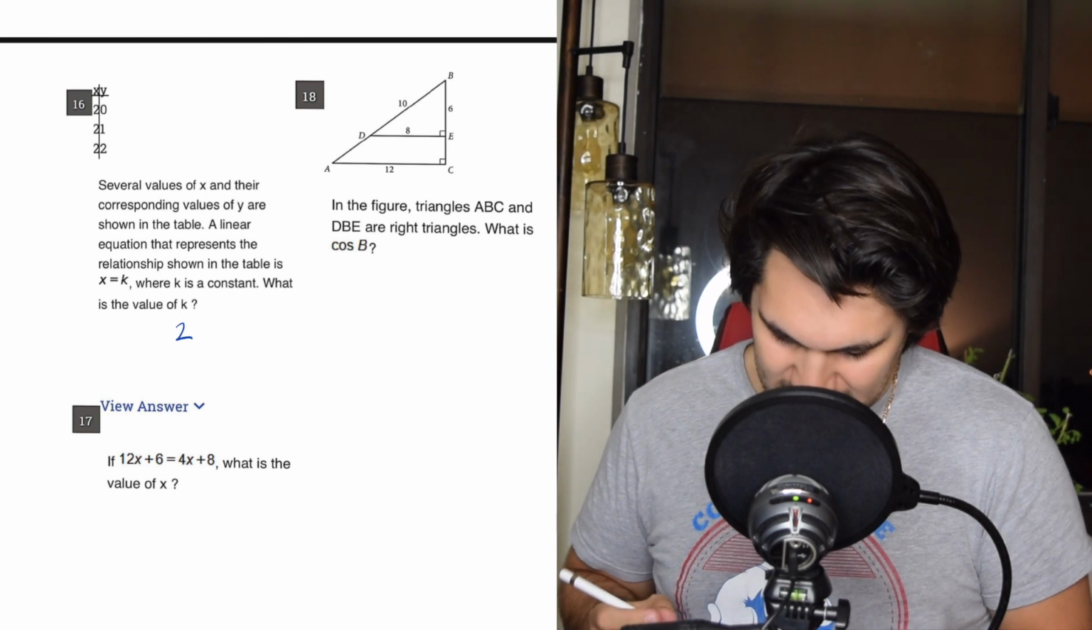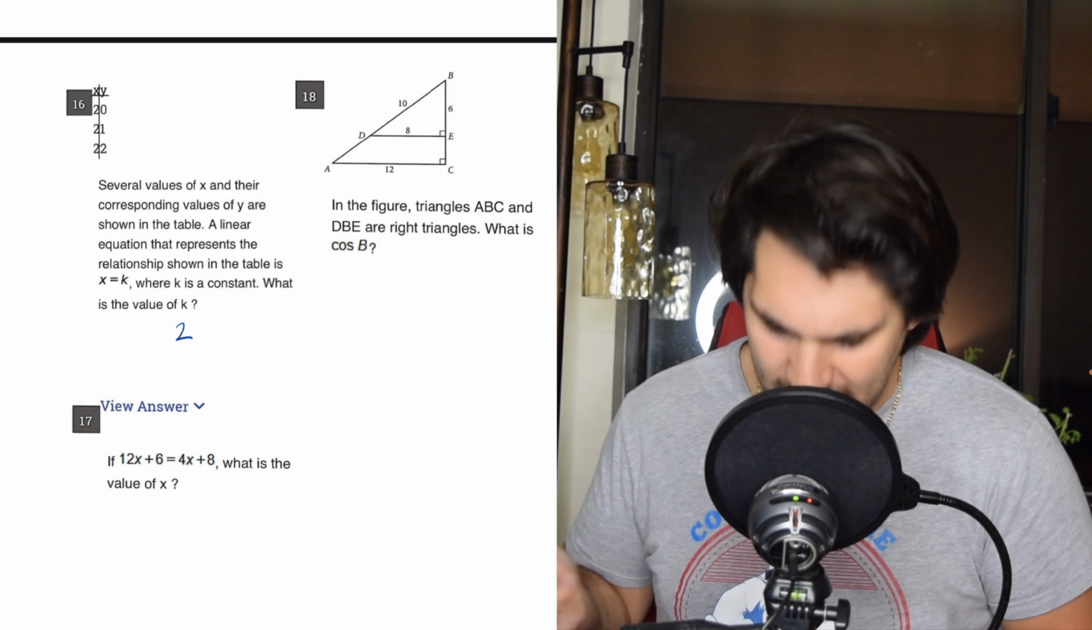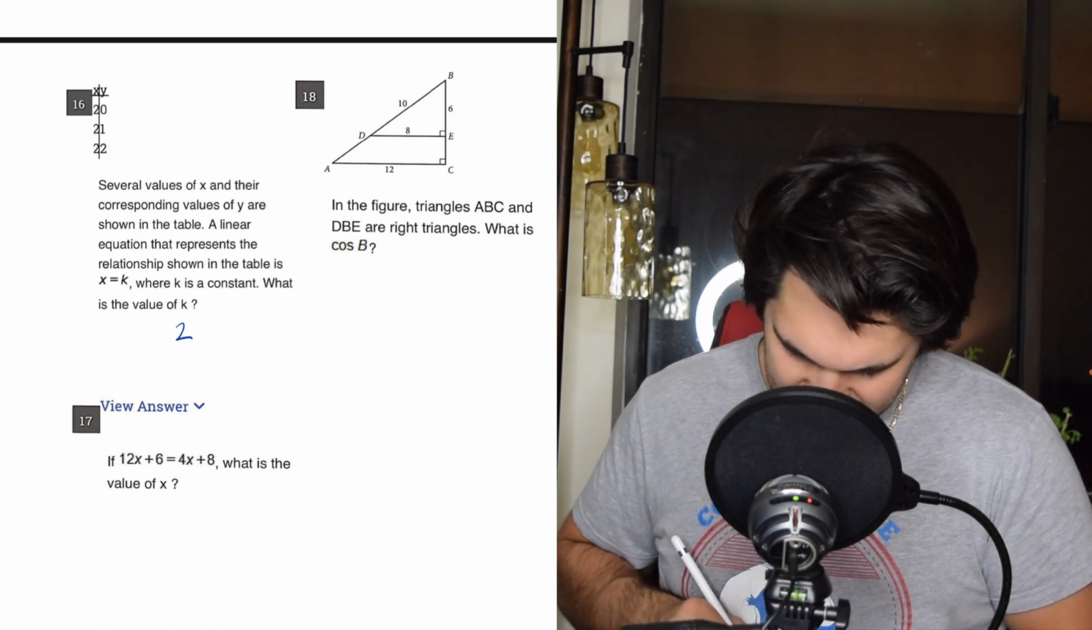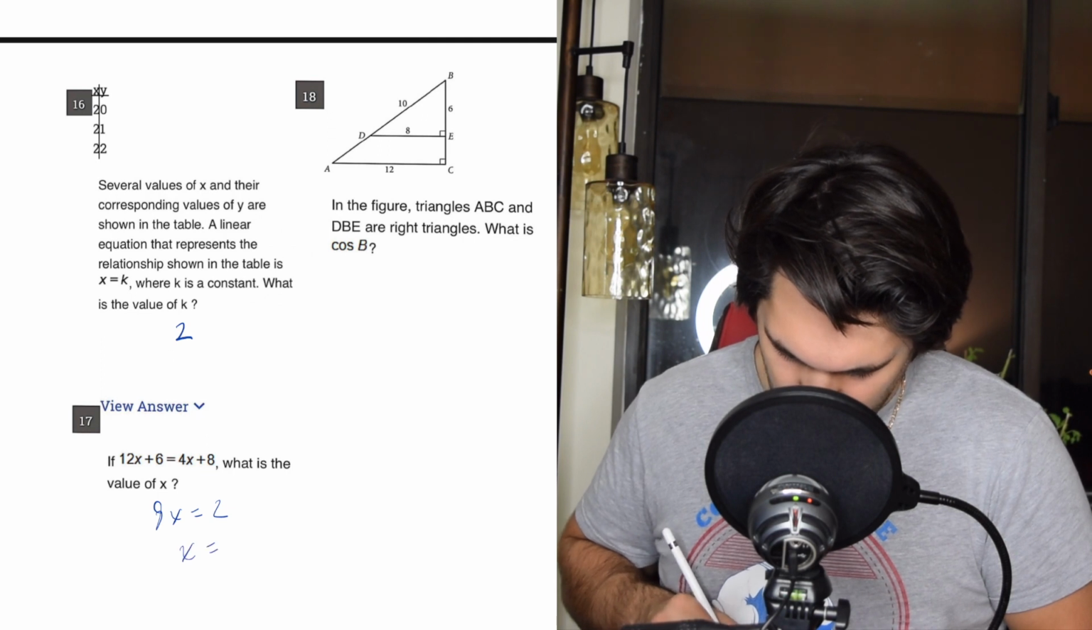Number 17, if 12x plus 6 equals 4x plus 8, what is the value of x? Just solve for x. So 8x is going to be equal to 2, so x is equal to 1 over 4.